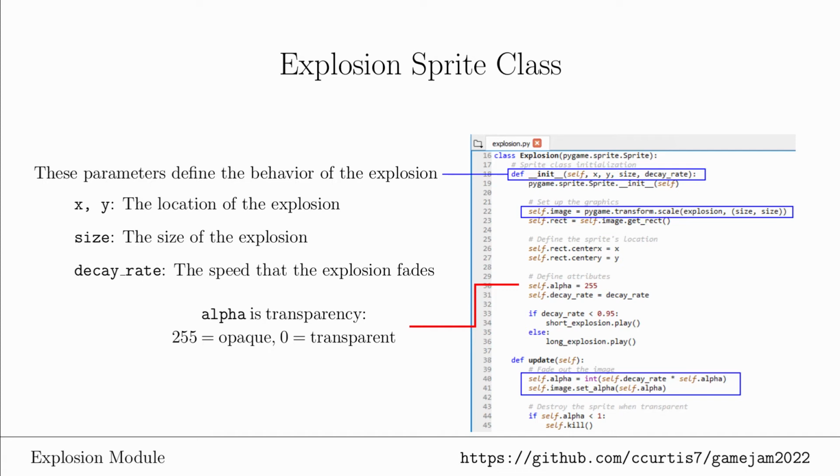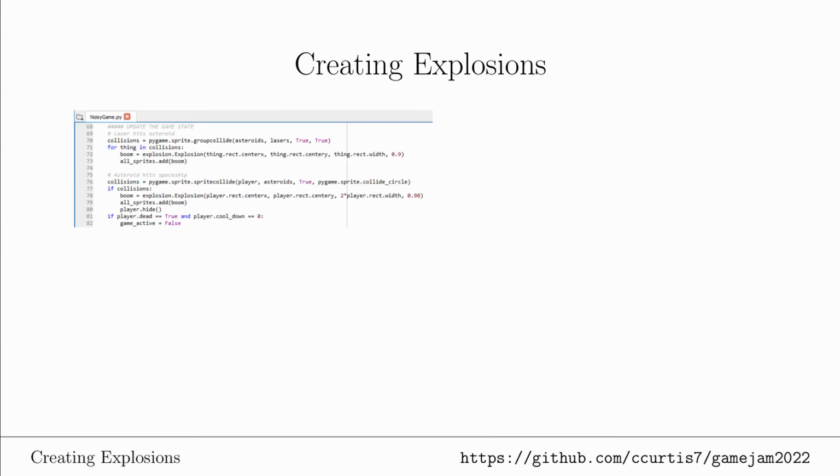We're going to fade out the sprite over time by just multiplying the current alpha by the decay rate at each frame. We have to turn this number into an integer because the image alpha requires an integer. And this will continue to happen each frame until the alpha has dropped to 0, at which point we will kill the sprite. And now that the sprite class is ready, we need to create the explosions.